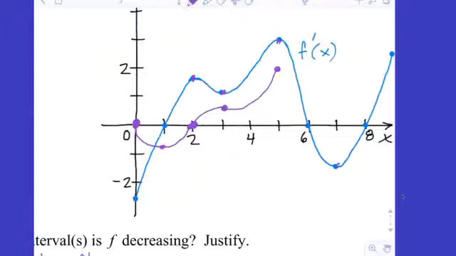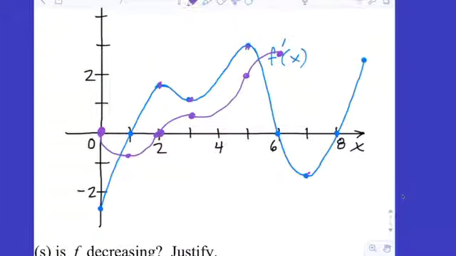From 5 to 6, positive y values, negative slope. So increasing concave down to 6. From 6 to 7, negative y values, negative slope. That's decreasing concave down. From 7 to 8, negative y values, positive slope. That's decreasing concave up to about 8. And then finally from 8 to 9, positive, positive is increasing concave up. Somewhere to there. Now there's a possible graph of f, so I'll label it as f.